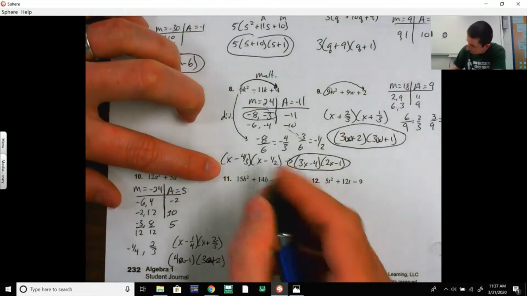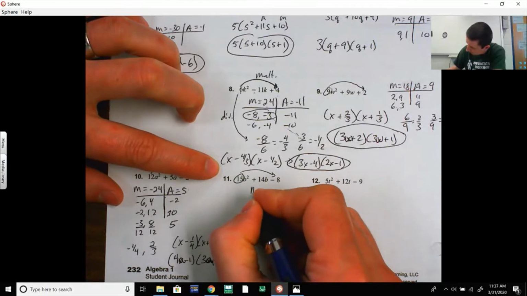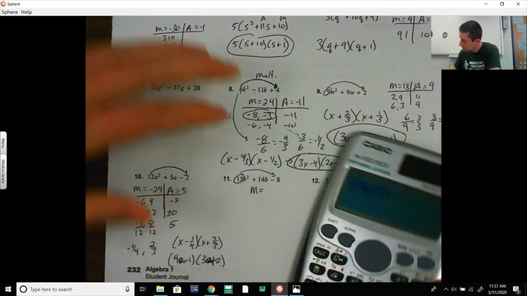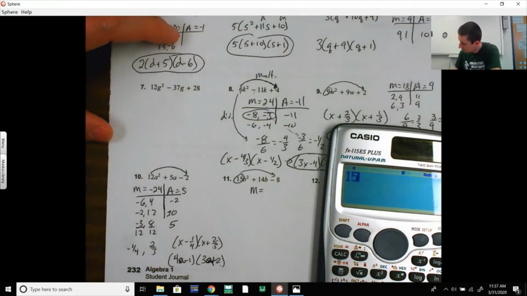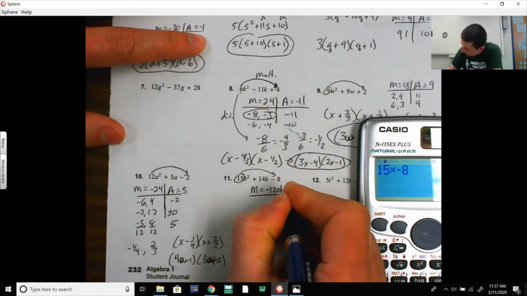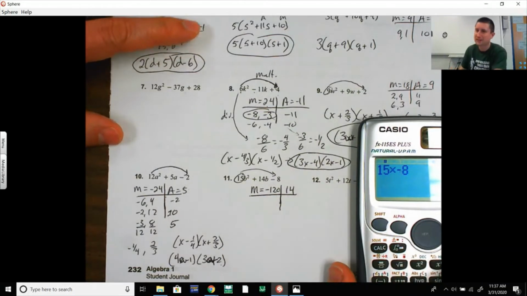Okay, 15 times negative 8. We're getting to some bigger ones now. 15 times negative 8 is negative 120. So it multiplies to negative 120 and has to add to 14. Be patient, kids. Be patient. Take your time.